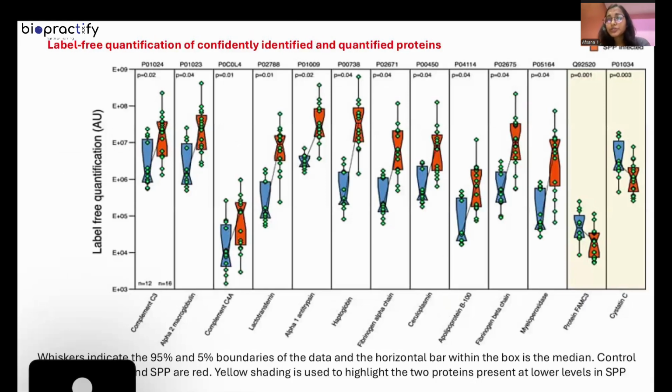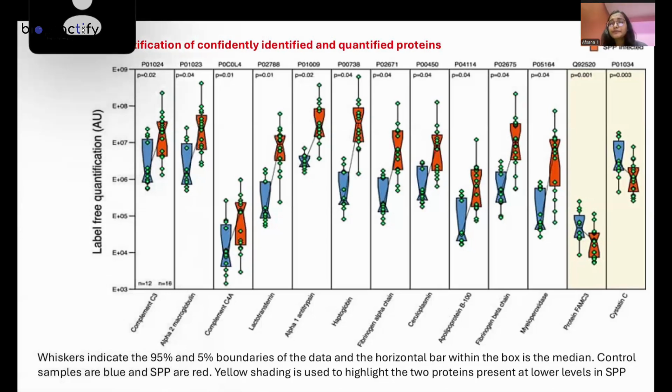The quantification of confidently identified and quantified proteins was done. The very common proteins were complement C3, alpha-2 macroglobulin, complement C4A, lactotransferrin, and alpha-1 antitrypsin. So various proteins were very high in number in the infected samples.